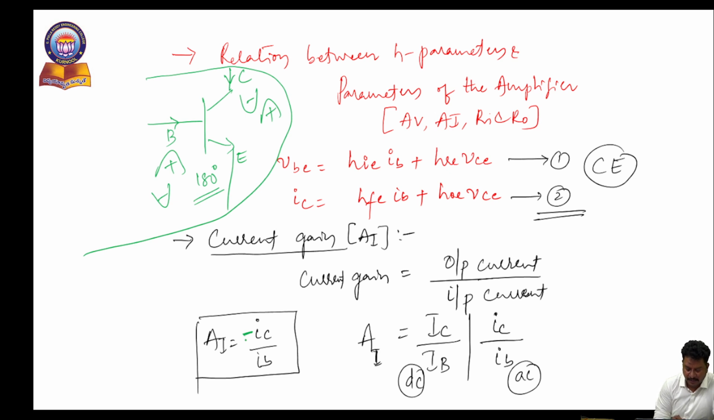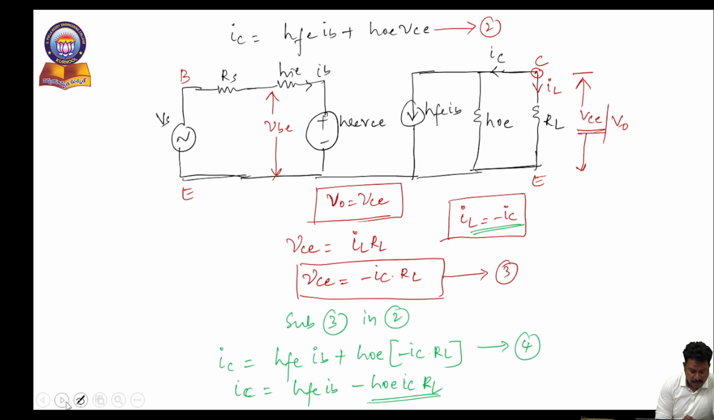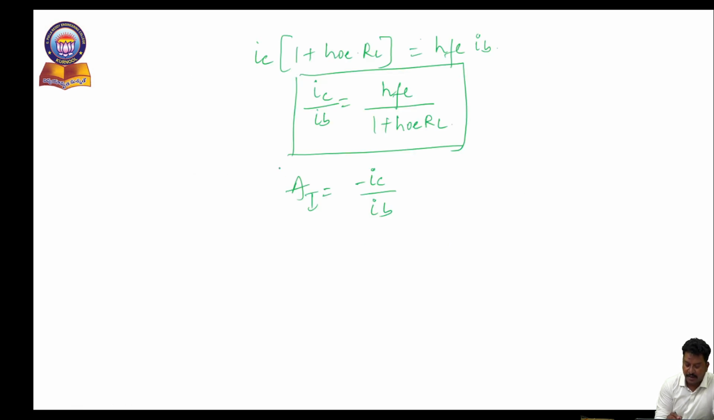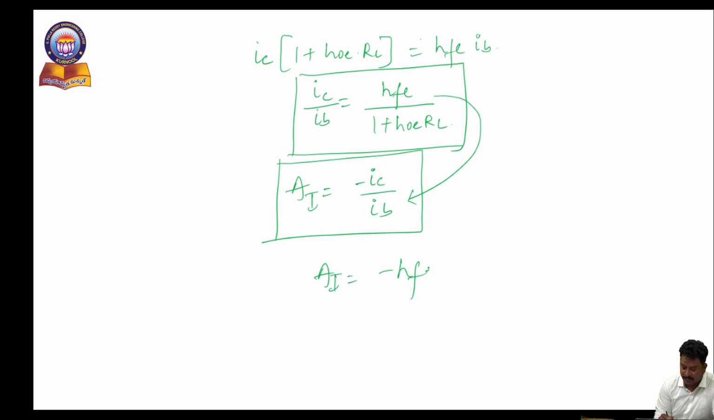So the current gain is minus IC by IB. Generally, gain is nothing but output current by input current. Here the output current we are getting in out of phase. That's why, according to the definition, AI is nothing but minus IC by IB. And substituting this IC by IB here, then finally AI we are getting as minus HFE by 1 plus HOE into RL.